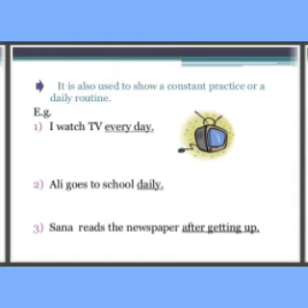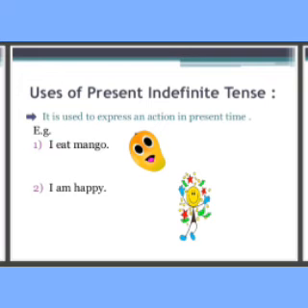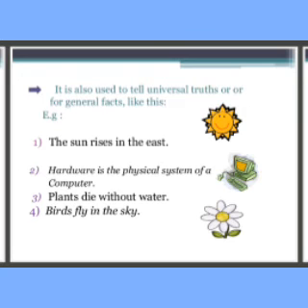Children, simple present tense is also used to express an action in present time. I eat mango. I am happy. Simple present tense is also used to tell universal truths or general facts. Let us see the example. The sun rises in the east. Hardware is the physical system of a computer. Plants die without water. Birds fly in the sky.